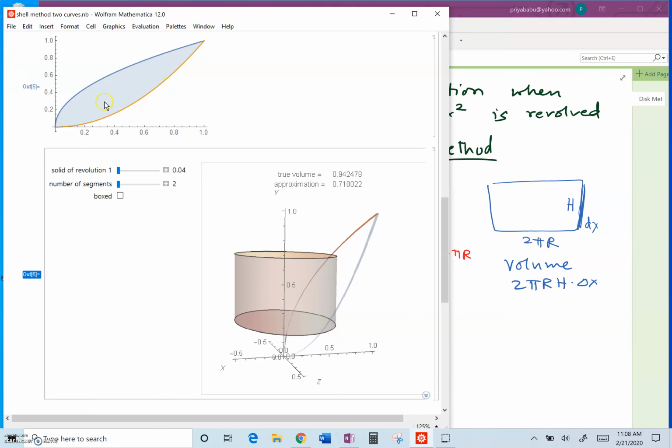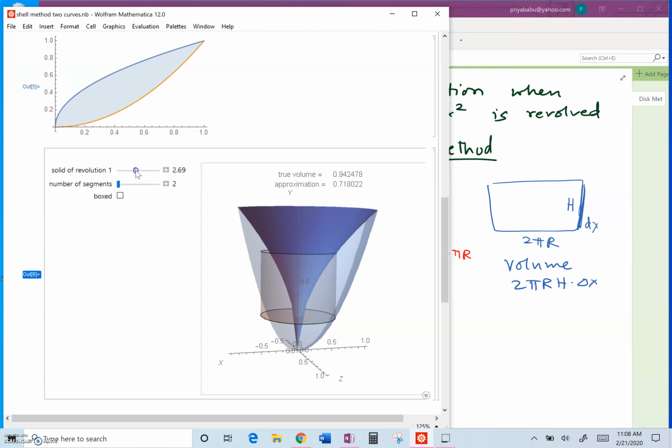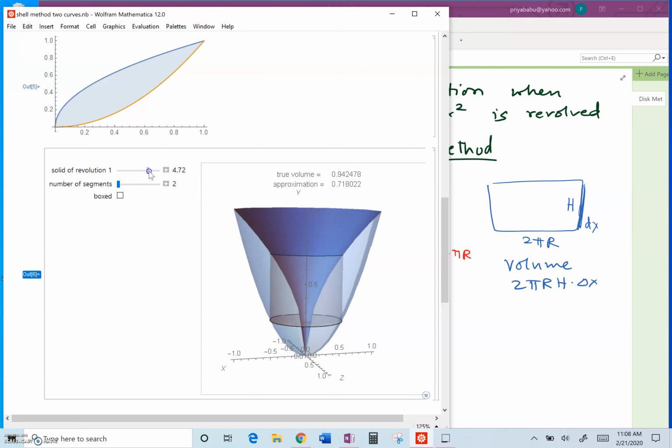So here we have the region R bounded by y equal to square root of x and y equal to x squared, and we're going to revolve it about the y-axis. So we have this object that is formed. This is the solid that is formed. This was the region, and it is going around the y-axis to form the solid. To find the volume of the solid, the shell method is approximating the solid by infinitely many cylinders, the shells.